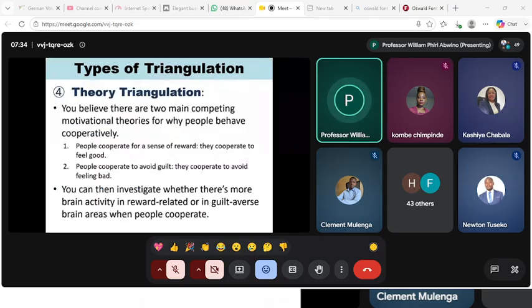For theory triangulation, for example, let's take, for example, you believe there are two main competing motivational theories for why people behave cooperatively. You know, when people cooperate, there are several reasons why.